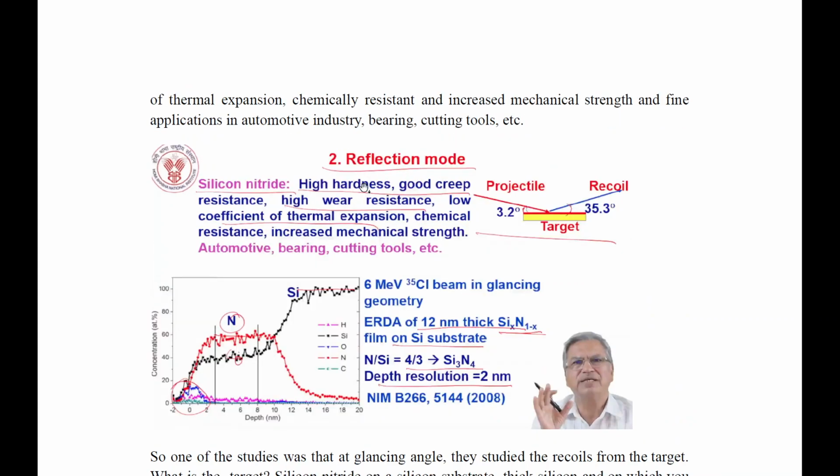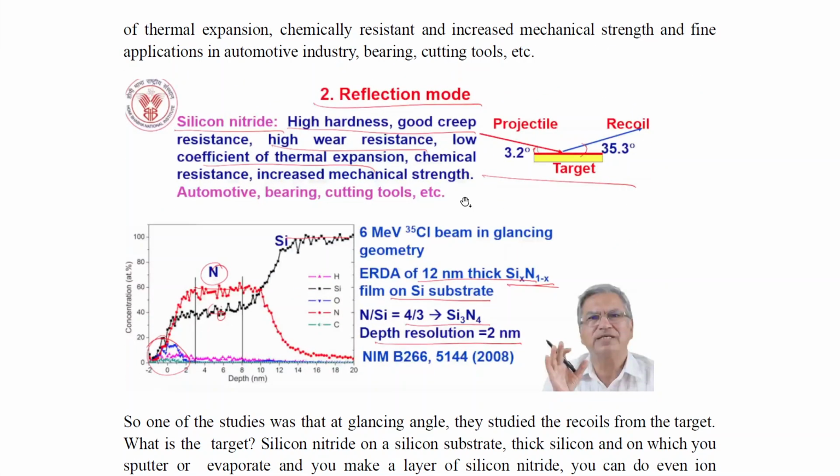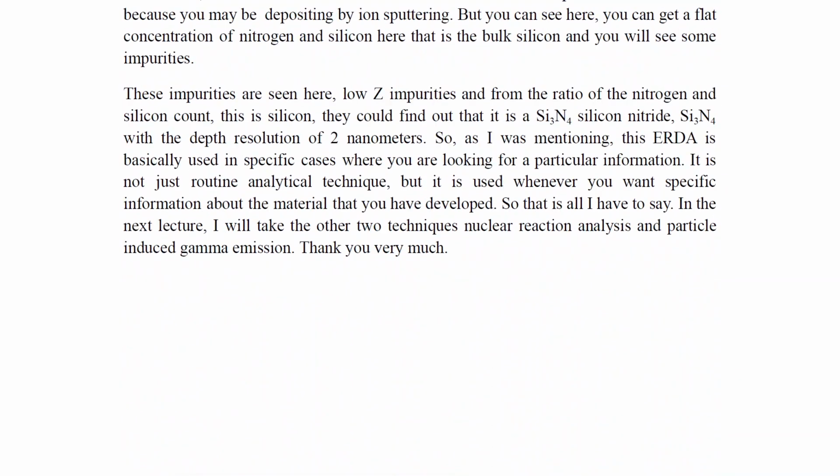Let's see how we can find out the stoichiometry. Suppose we are using ERDA in a reflection mode. Now you have silicon nitride, which has high hardness, good creep resistance, high wear resistance, low coefficient of friction, and increased mechanical strength. Now suppose we irradiated it until 20 nanometer. Till 20 nanometer we have this much nitrogen and this much silicon. Now we correlate the counts of silicon versus nitrogen, and we can actually tell the stoichiometry as Si3N4, and the depth resolution is nearly 2 nanometer. So this is how it can be used to find out the exact stoichiometries.